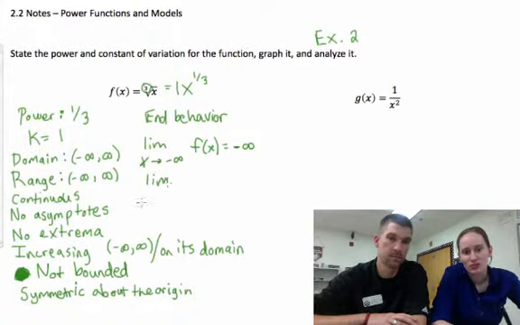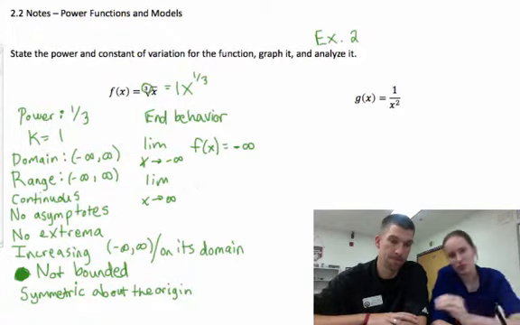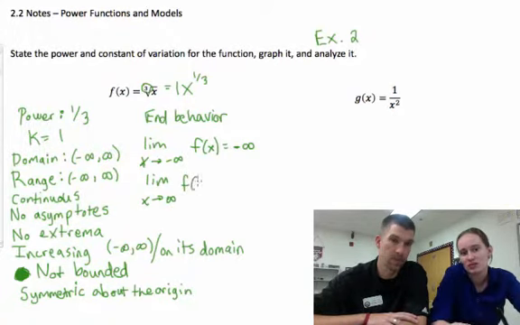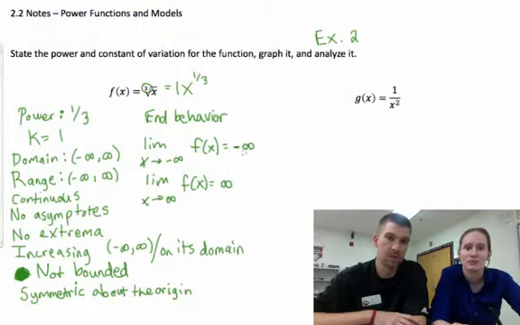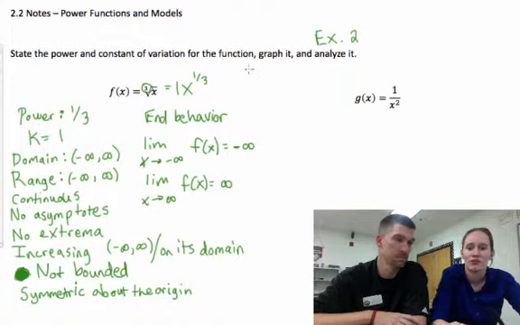Okay, and now we do x as it approaches positive infinity, because that's what the graph shows. Positive infinity, you're going to the right, and as you do that, it goes up and to the right. Positive infinity. That's our first function that we're analyzing.